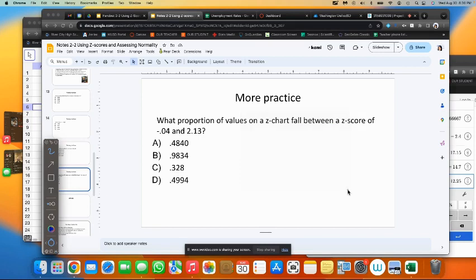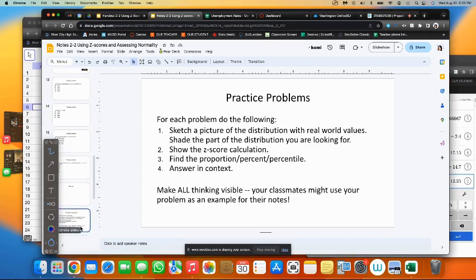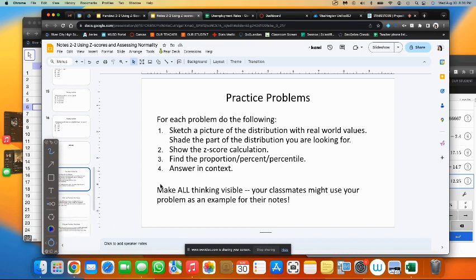Okay. So now let's take a look. I'm not going to do all of the examples that we did in class. However, I'm just going to do one. So for each of these problems, you're going to sketch a picture of the distribution with the real world values, just like we did at the very beginning part of the lesson. Then we're going to shade part of the distribution that we're looking for. We're going to find the z-score, and then we're going to find the proportion, percent, or percentile, depending on what it asks for. And then we're going to answer in context.